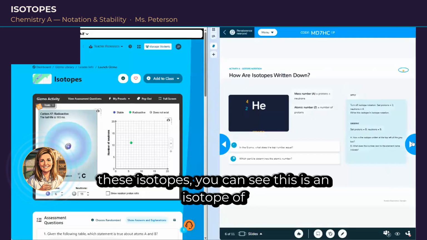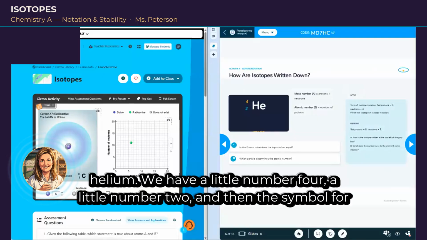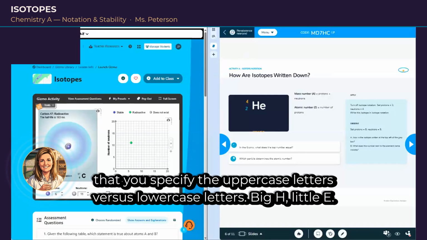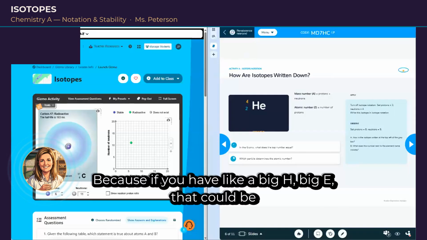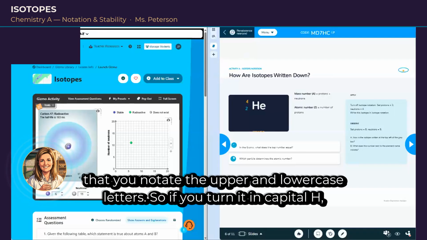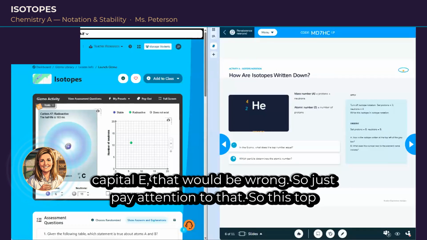So notating these isotopes, you can see this is an isotope of helium. We have a little number 4, a little number 2, and then the symbol for helium. One thing I do want to point out about the chemical symbols is that it's very important that you specify the uppercase letters versus lowercase letters, big H, little e, because if you have a big H, big E, that could be an H atom bonded to an E atom, which there isn't really. It's just really important that you notate the upper and lowercase letters. So if you turn in capital H, capital E, that would be wrong. Okay, so just pay attention to that.